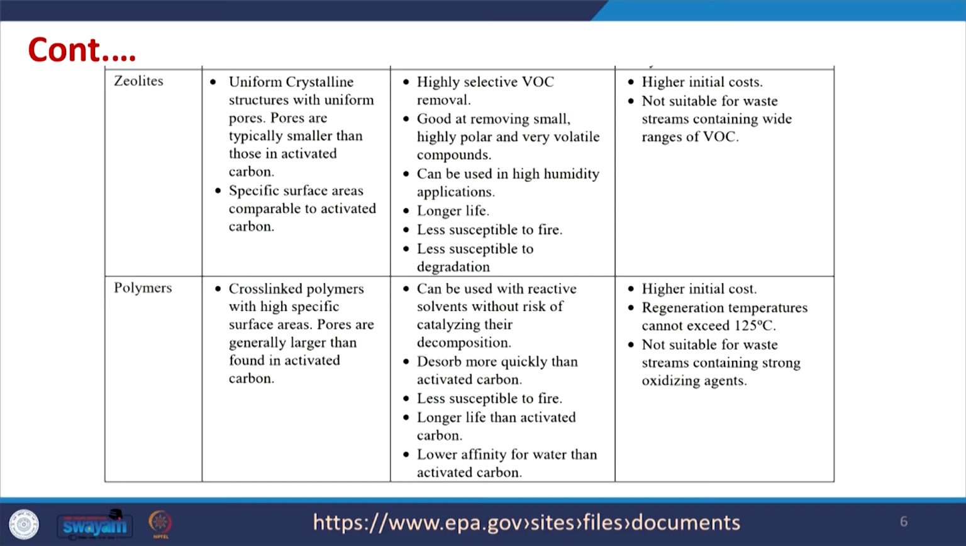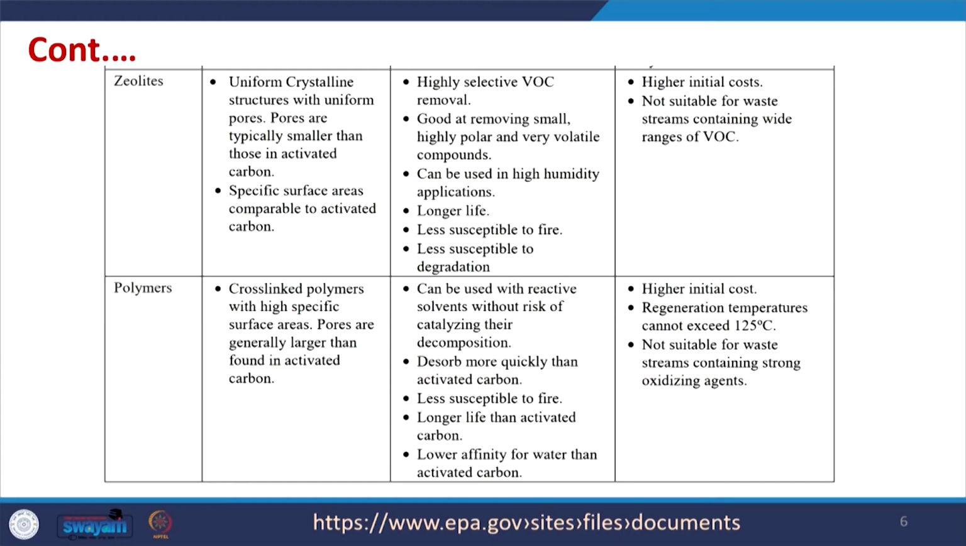Generally, they have a very high initial cost, which is the disadvantage with respect to polymeric types of adsorbents. The regeneration temperature for these polymers is also an issue, because they cannot be heated beyond a certain temperature, otherwise degradation in the polymer may happen. So, that is one of the key aspects that we have to take care of whenever we are selecting any polymeric adsorbent. So, there are various advantages and disadvantages with respect to polymers also.